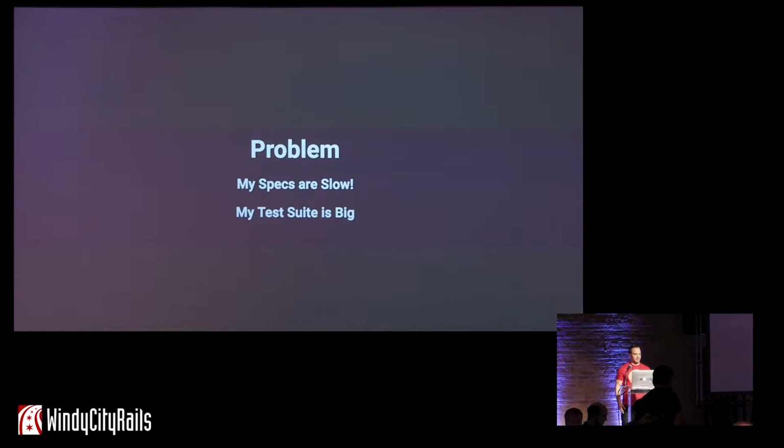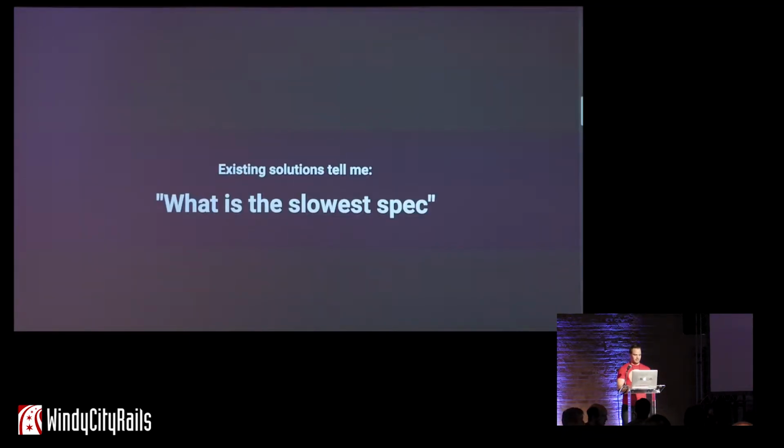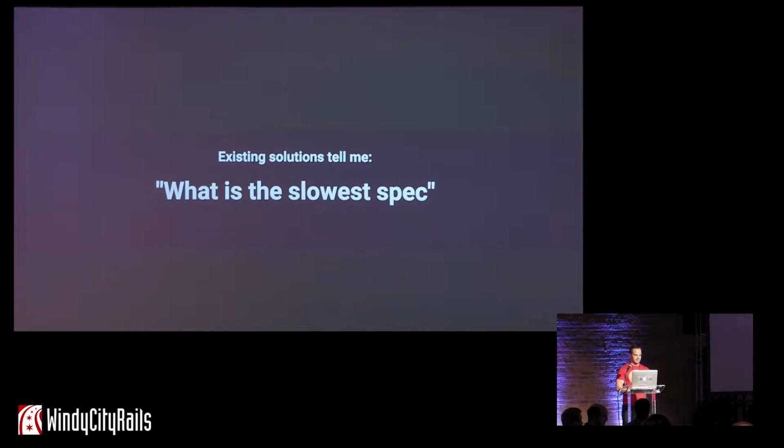So RSpec, I had a problem a couple years ago. My specs were getting slow, my app was getting bigger, my test suite was really big, and I needed to improve my build time so that I could be productive. So I started digging around, looking for solutions that would help tell me what was going on. And what I found was that it's very easy to find a solution that could tell me what is my slowest spec. And they'll take my specs and they'll stack rank them slowest to fastest, and then I guess you're supposed to start at the top and go down, and then your suite will be faster.